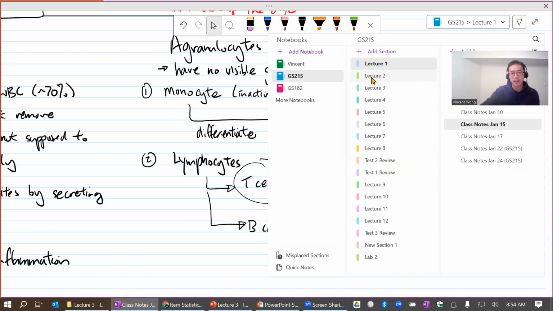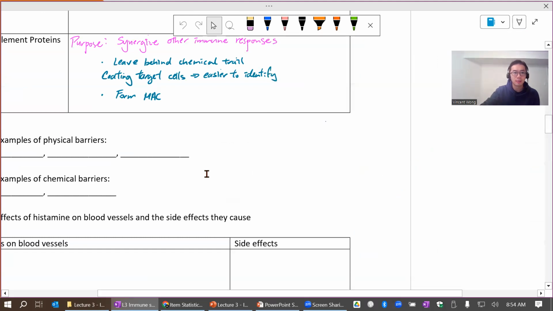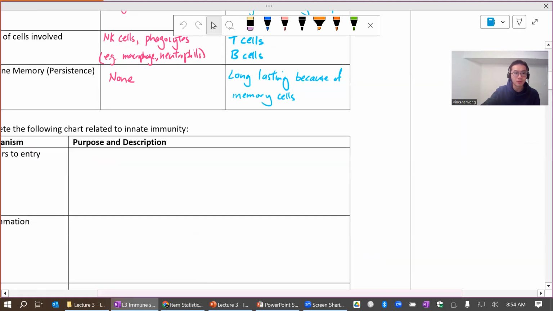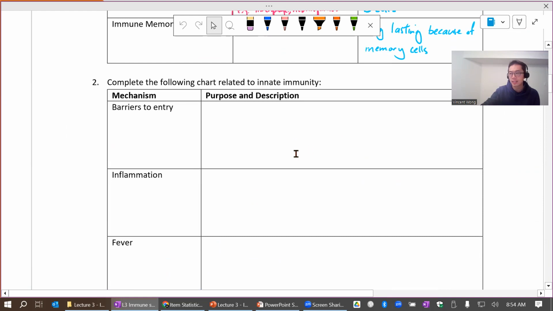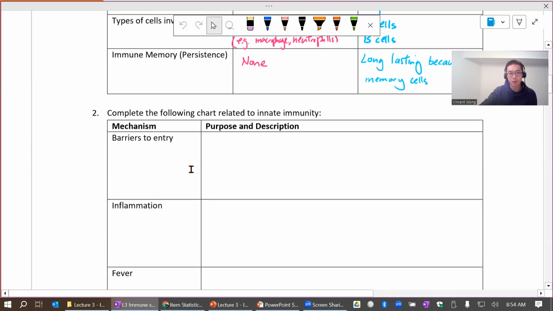Like I said, I understand there are a lot of things going on in the lecture, but if you could organize the information in the study guide, it would be useful for you, right? So there is a table, right? The barriers to entry, write down what the purpose is. Purpose is to keep things out, and then description. We have the physical and chemical barrier. So you should go through these things, right? So it's going to be all organized in one place.